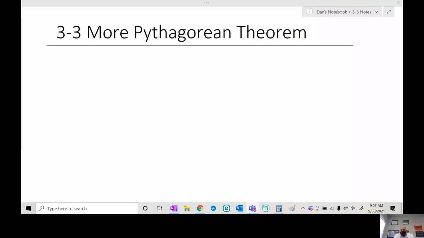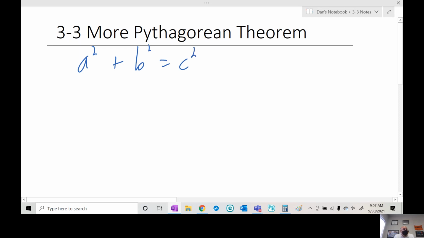So we are doing more Pythagorean theorem, and it's going to do the same thing, right? We're still going to start with a squared plus b squared equals c squared. The difference is, though, in the first one, we are missing the hypotenuse. Today, you're going to be missing the legs.